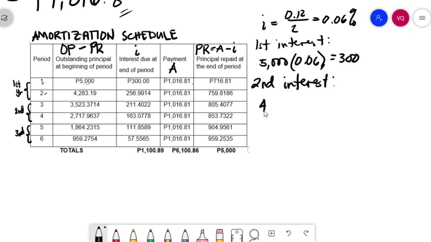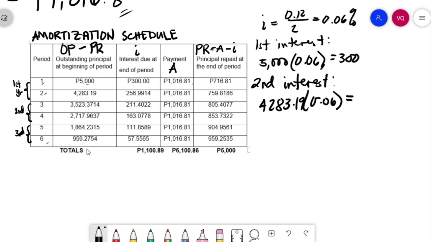From this outstanding principal, we will again take the interest for our second interest. So that is equal to 4,283.19 multiplied by 0.06 pesos. It will become 256.9914 pesos. Subtracting from our annuity, which is 1,016.81, it will become 759.8186. And again, we subtract it from our outstanding principal. It will become 3,523.3714. And so on and so forth until we reach our last payment at the 6th semi-annual.